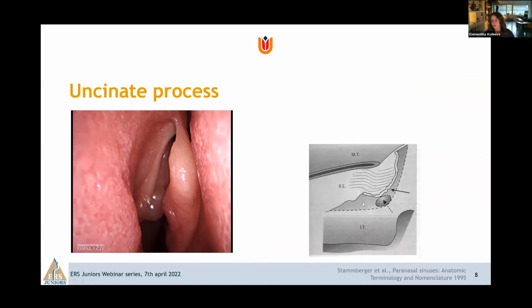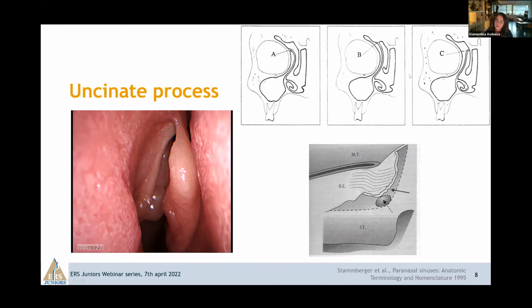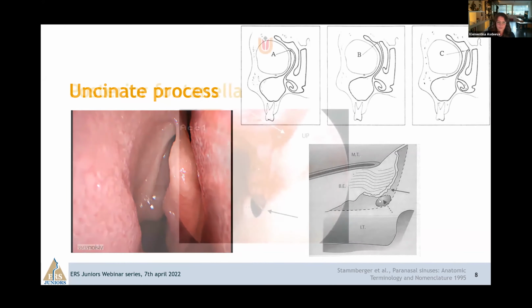The uncinate process has 2 parts, vertical and horizontal. The vertical part of the uncinate process can attach either to the orbit, to the skull base laterally, or medially. The horizontal part of the uncinate process is attached to the lateral nasal wall superiorly to the superior attachment of the inferior turbinate. And the natural ostium of the maxillary sinus is hiding behind the uncinate process.